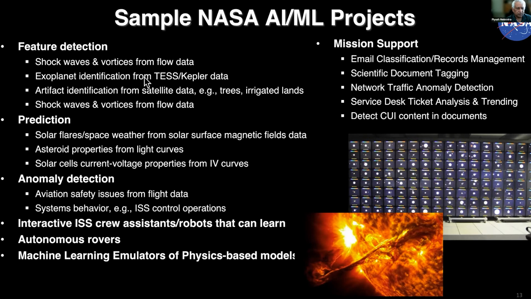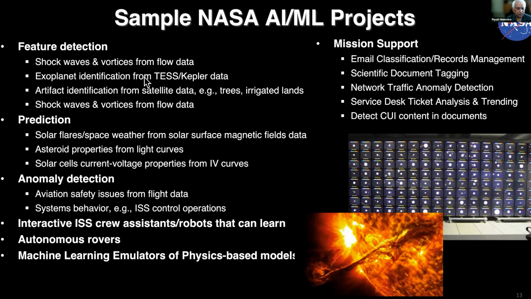Feature detection, shock waves and vortices from flow data. TESS and Kepler are projects that have been looking at stars and trying to figure out exoplanets, particularly Earth-like exoplanets, so looking at that data and identifying them. Artifact identification from satellite data, such as irrigated lands, trees, and those kinds of things. Prediction: solar flare prediction, space weather prediction, asteroid properties, and so on.